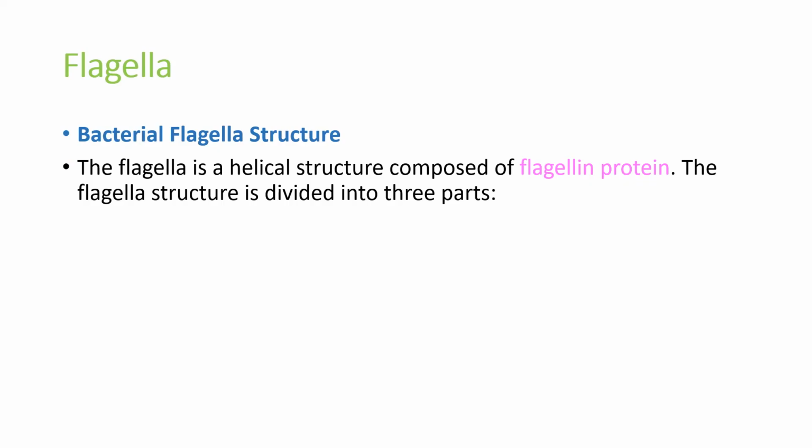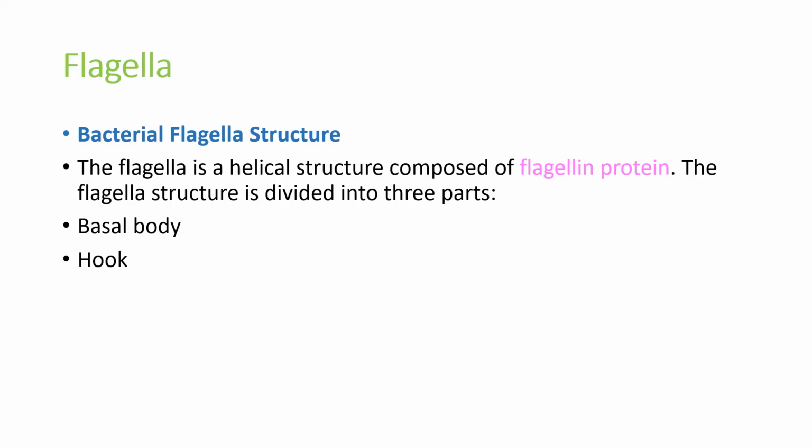The flagella structure is divided into three parts. How many parts? Three parts. First one is basal body. Second one is hook. Third one is filament. Don't confuse. This is very, very important. This is the flagella structure.